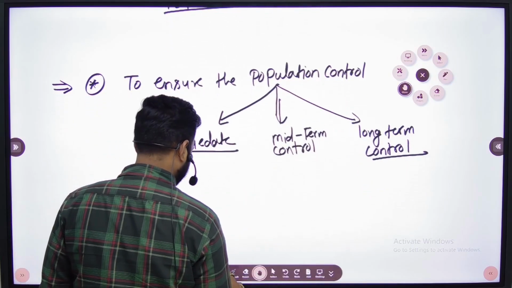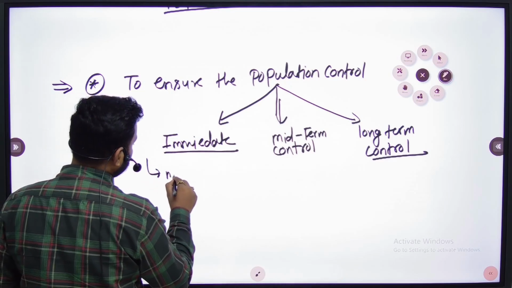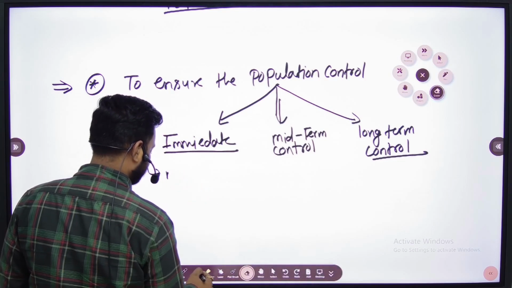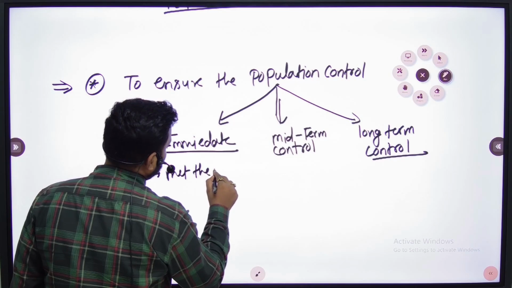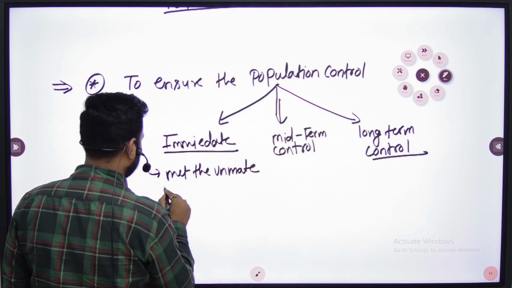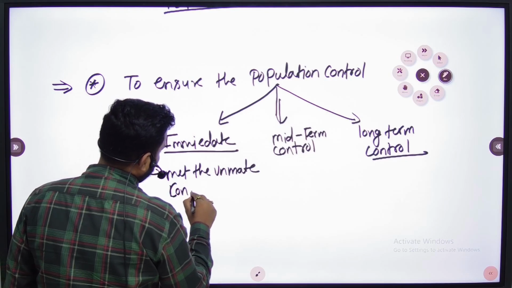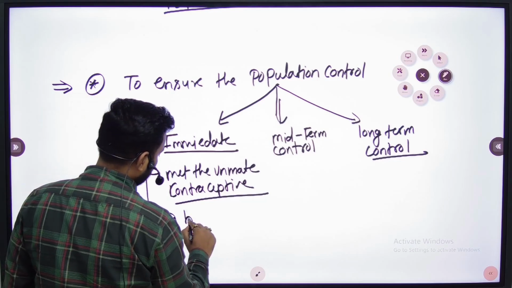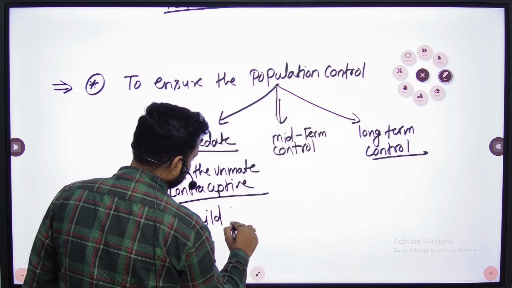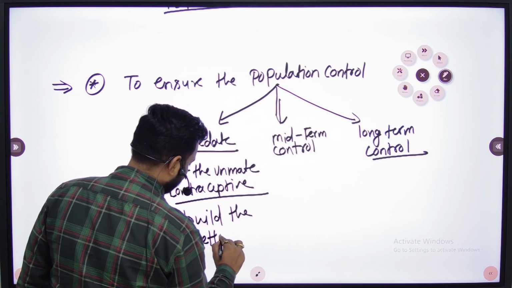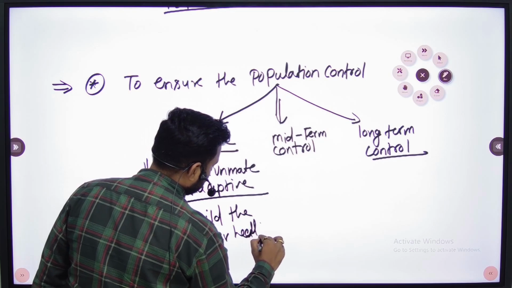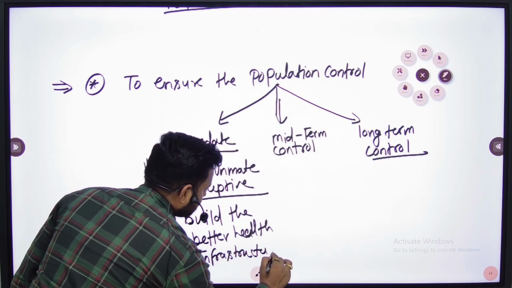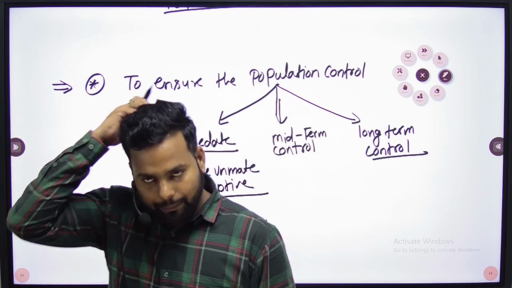Immediate control, what steps should be taken? The first step is to meet the unmet demand for contraceptives, and to build better health infrastructure. These are the immediate demands.